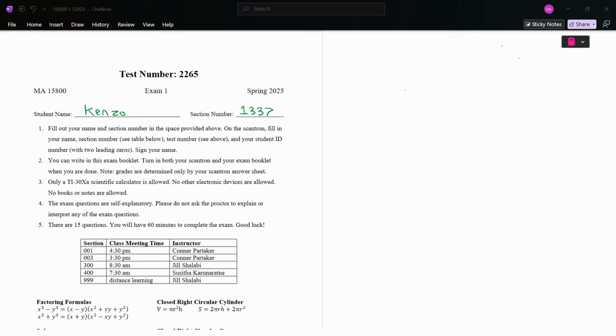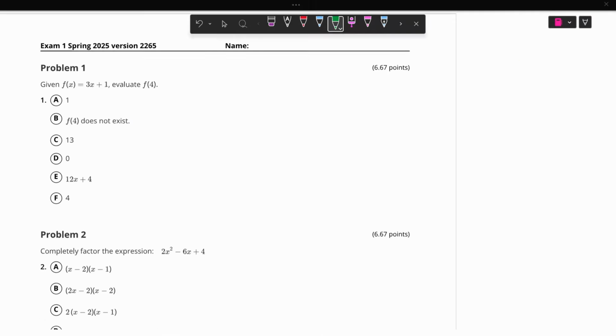All right, so this is going to be a walkthrough of the first exam from MA 158 for spring 2025. Okay, given f of x is equal to 3x plus 1, evaluate f of 4.